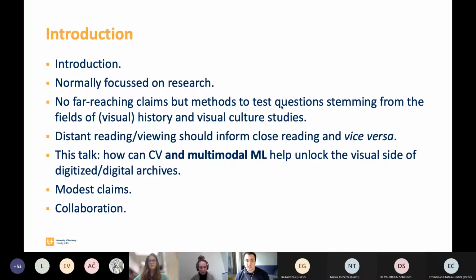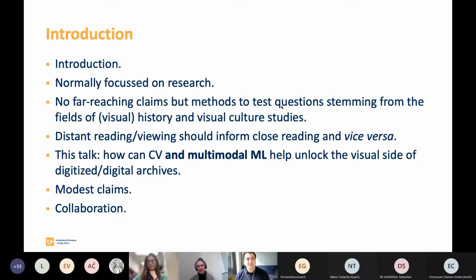Finally, the work that I will be showing in my presentation involves a lot of collaboration with colleagues, especially with my colleague Melvin Wevers at the University of Amsterdam, but also with my new colleagues at the University of Antwerp, and with my former research assistant, Ruben Ros, who is now at the University of Luxembourg.